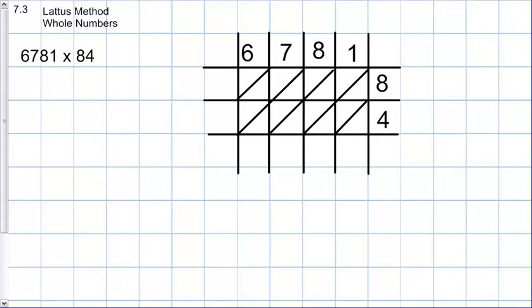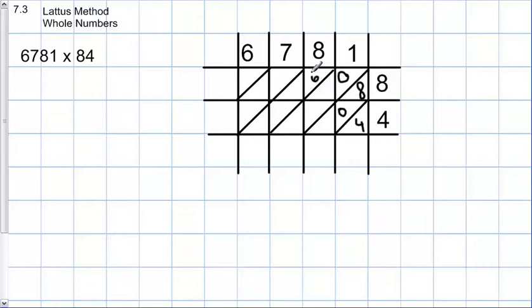Okay, so the first thing I'm going to do is, I can start anywhere I want. I can multiply any two numbers together. So I'm going to start here with 1 and 8. 1 times 8 is 8. So I put 0, 8. 1 times 4 is 4. So 0, 4. You notice the tens place is on the top left. The ones place is the bottom right.